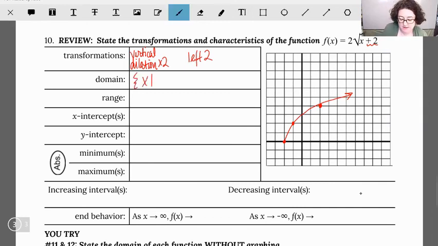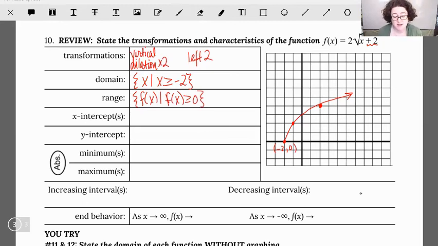Our domain, our x's start at that -2, and we use everything that's bigger than or equal to -2. Same thing for our range. Our y value at our starting point, -2, 0. Y value is 0, and we want everything above that. So f of x is such that f of x is greater than or equal to 0. Our x-intercept is just that main kind of vertex point of -2, 0. Our y-intercept, again, not the prettiest point, but if we go back to the coordinates that we saw on Desmos, we had that hitting at 0 and approximately 2.83.